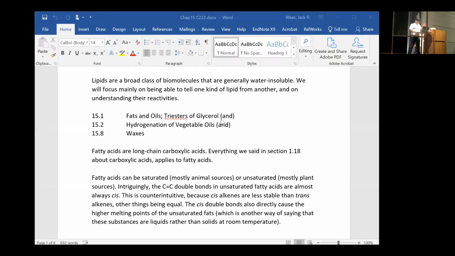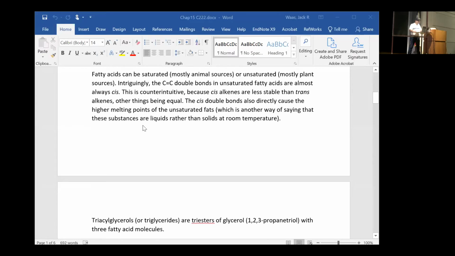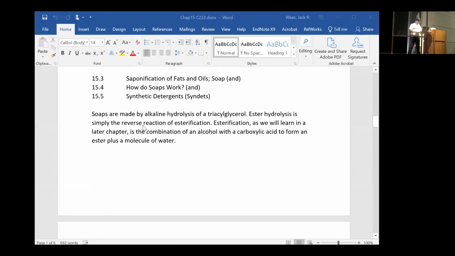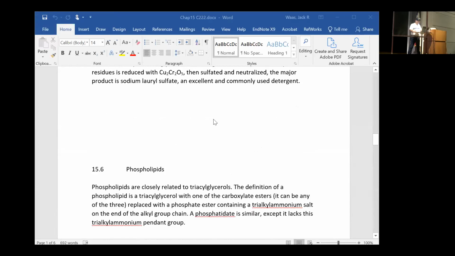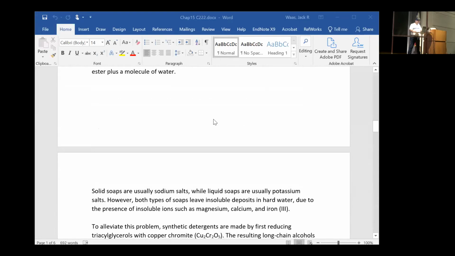So I'll probably be going back and forth between the class notes and the whiteboard when I have a few things to draw. These all kind of go together: fats, oils, triglycerides, waxes are very closely related. And we'll talk about soaps a little bit. You've got a section in your book about synthetic detergents or syndets. I had never heard about this before. Yours is the first textbook that covered it, so it's new material to me also. I'll go through that as well, just so that we can understand that.